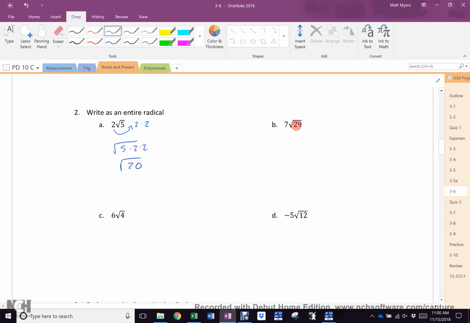What's this one? Root of 29 times 7 squared. Can't really do that in your head. 29 times 49. What is it? 1,421. Let's use numbers, shall we? That's okay.